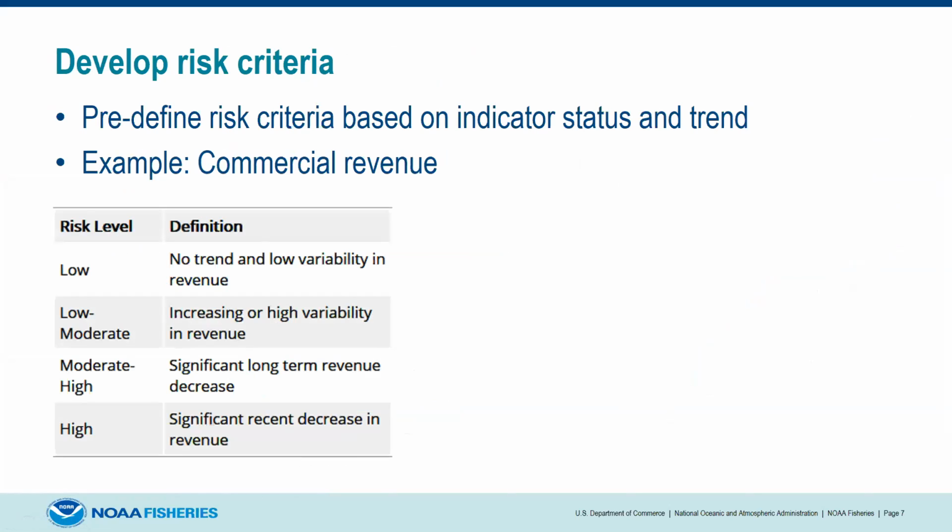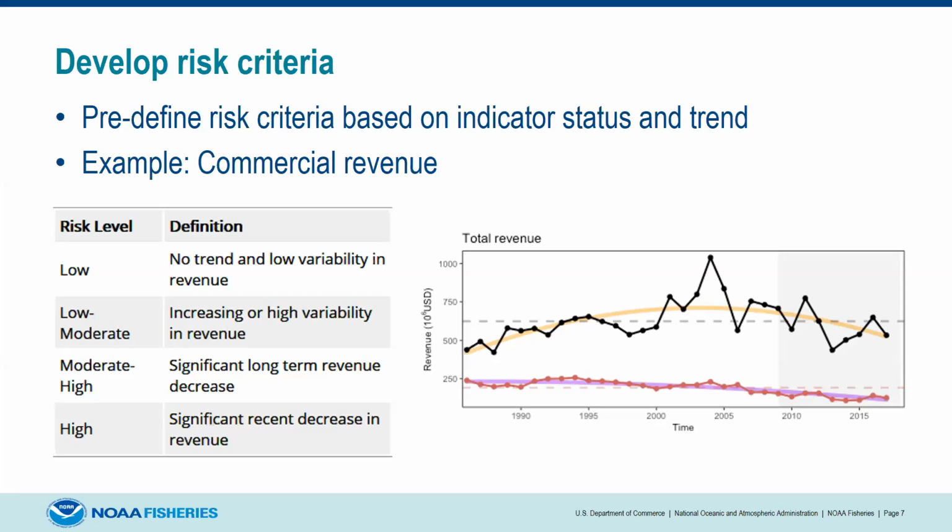And the way they did that was they predefined risk criteria based on the indicator status and trend. And so I'll just give you an example here using commercial revenue. You can take a look, this is the time series of total revenue in the region. And so you can take a look at the long-term trend and also a short-term trend. So you can see this green shaded area here being the last 10 years. This black line is the total revenue from everything that's landed in the region, and then this red line is the managed species for the Mid-Atlantic.